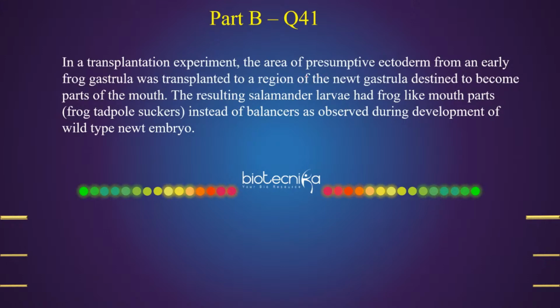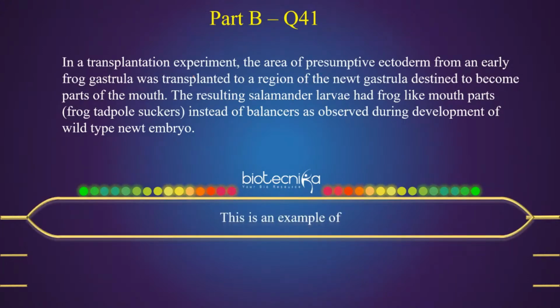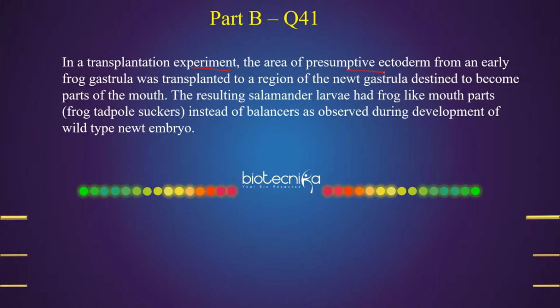Another question from Animal Dev in Shift 1, Part B. In a transplantation experiment, the area of presumptive ectoderm from an early frog gastrula, the part which is supposed to form ectoderm, you have taken and put into a newt gastrula. Both are amphibians only, but different species. You have put it in the newt gastrula, where it is supposed to form some mouth parts. Now, you got some salamander larva.